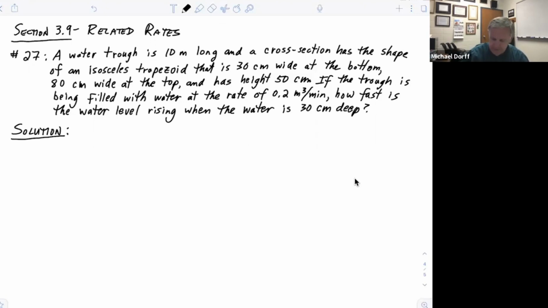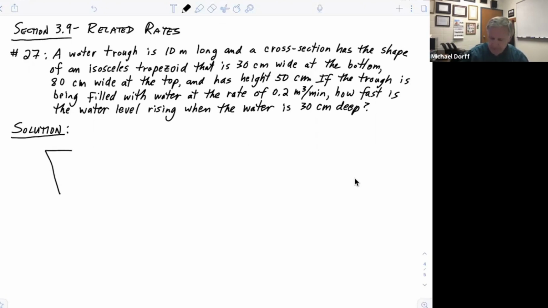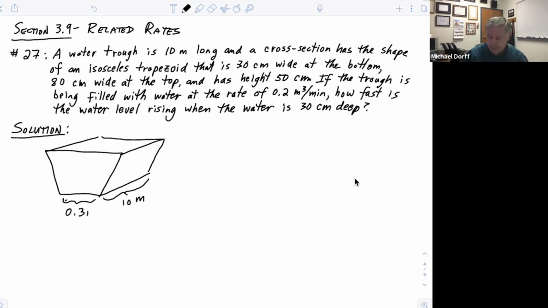First, let's look at this diagram here. The side of it looks like a trapezoid. We're told that this length here is 10 meters, and the front part is a trapezoid. And what do we know about this trapezoid? The base of the trapezoid is 30 centimeters. I'm going to change that to meters, so that's 0.3 meters.